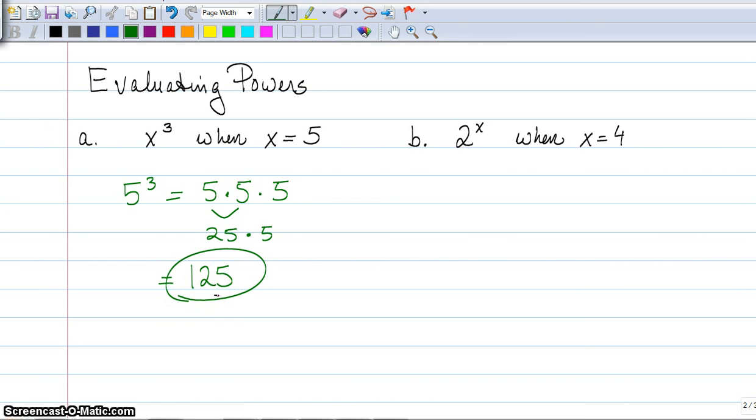Oops, I'm sorry. Now I have 2 to the x power when x is equal to 4. So wherever I have x, I'm going to plug in this 4. 2 to the 4th power. So that's equal to 2 times 2 times 2 times 2. I think we've done this one already. So it's going to give me 4 times 4, which is equal to 16.